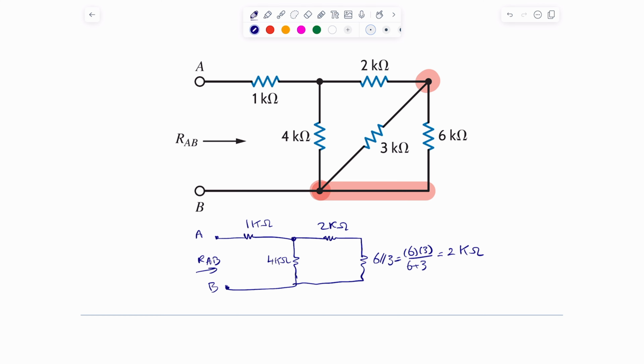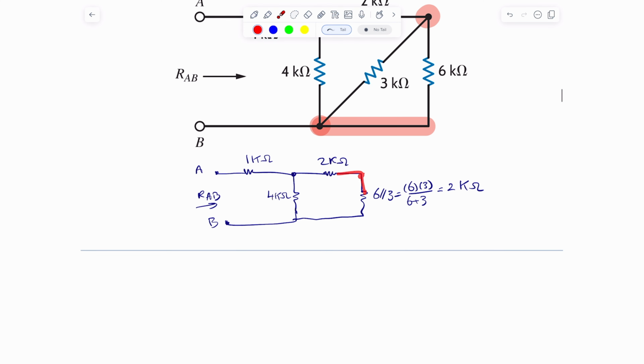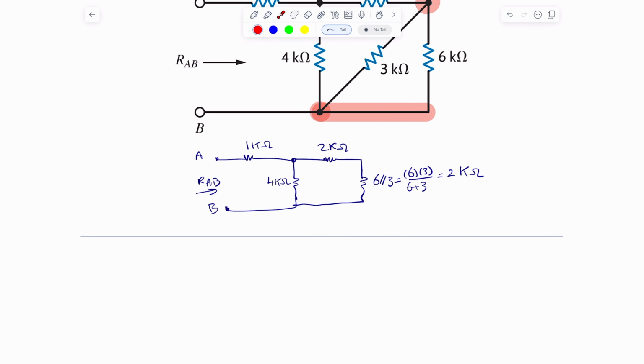So now we can take a look at this resulting circuit. We'll see that this resistor in here is now in series with the 2 kilo ohms, because they have this node that they share between each other, and that's about it. Nothing else shares it with them. So we can combine them, so it becomes 2 and 2. Okay, so there you go.